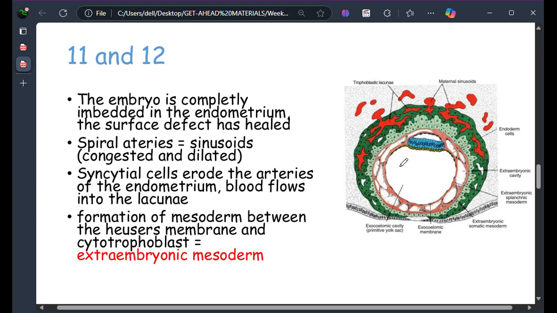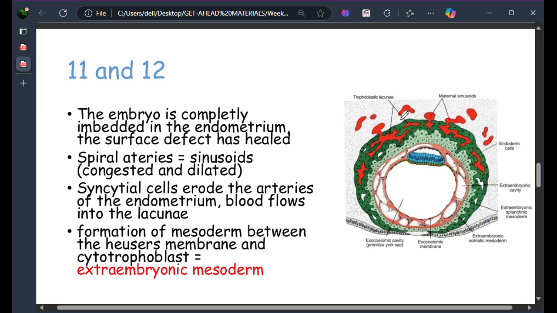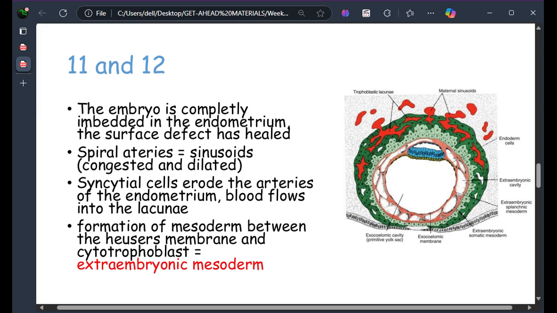Where is this blood going to come from? Remember that the endometrium has what are known as the sinusoidal arteries. That means these arteries have some fenestrations, some spaces that allow blood to leak out. So once the syncytial trophoblast reaches the endothelium of those blood vessels, it's going to cause the blood in those vessels to start dripping into the trophoblastic lacunae. That's what is happening on day 11 and day 12.